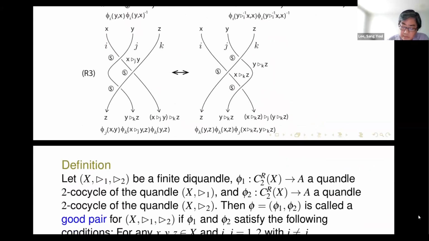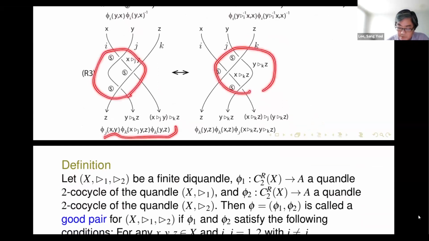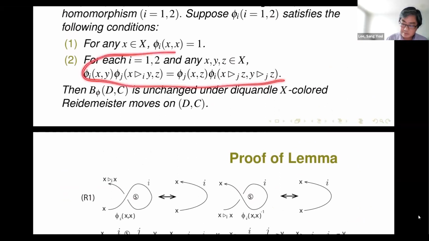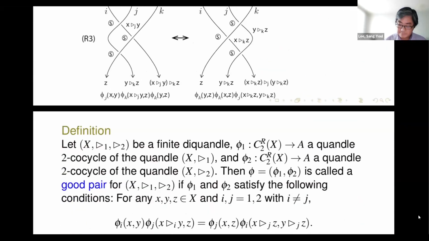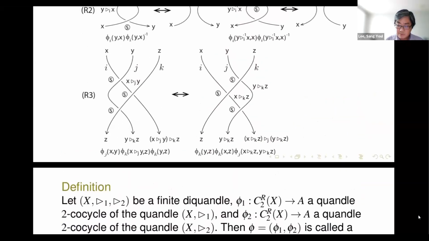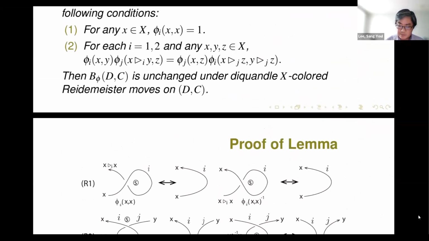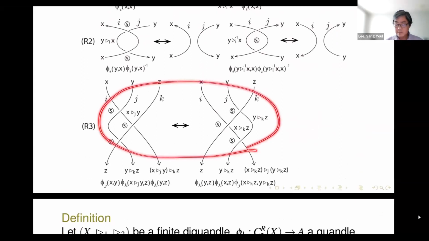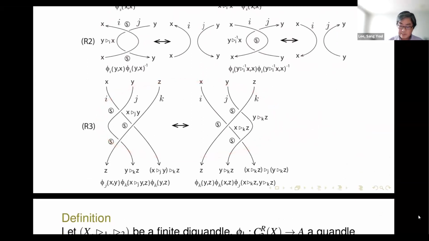And calculating the Boltzmann weights of these three colorings gives these two values. But this condition gives that these are equal. Okay, so these three moves also don't affect the product of the Boltzmann weights. So actually this condition comes from these quandle colored Reidemeister moves. Okay.